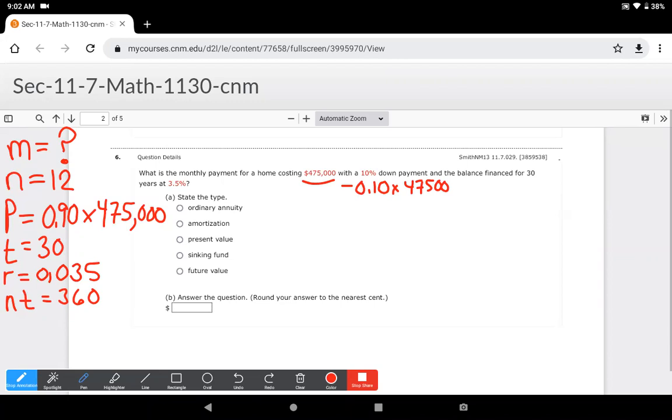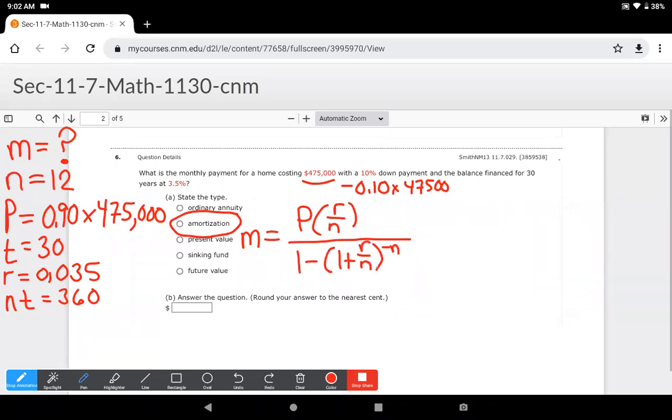Again, they're asking us for an M and they gave us a P. So this is the same as the last one, right? Amortization. So they want to know M and they gave us a P. Denominator 1 minus 1 plus R over N to the negative NT. Just plug it out, right?